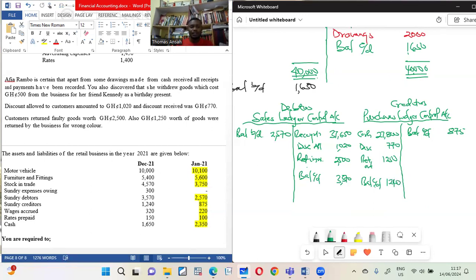Since we have our balance carried down, it means any difference therefore will be our sales. So let's balance it up. So let's balance. All right. So what will be our balancing figure? So let's add this side. We have 37,650, right? Plus 1,020 plus 2,500 plus 3,570. And that gives me 44,740. So if I now take this one from this, I'll get my credit sales.